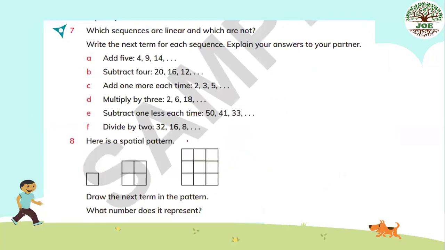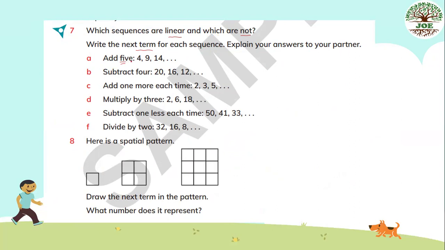Okay. And number 7, which sequences are linear and which are not linear? Write the next term. Explain your answer to your partner. Okay, part A, add 5.